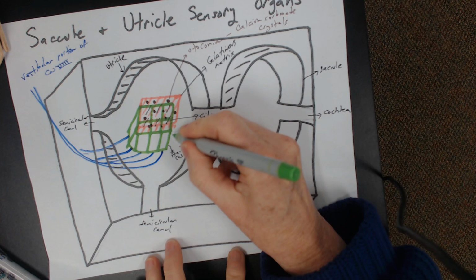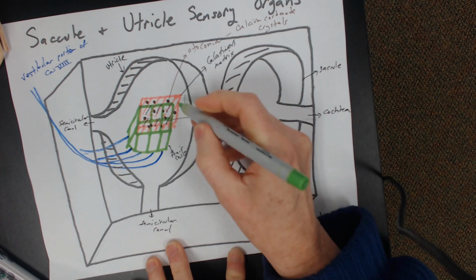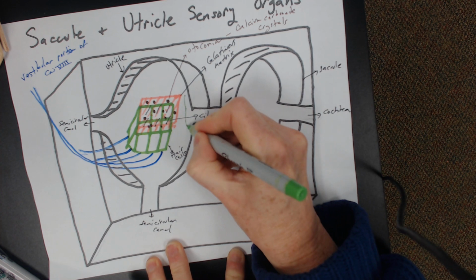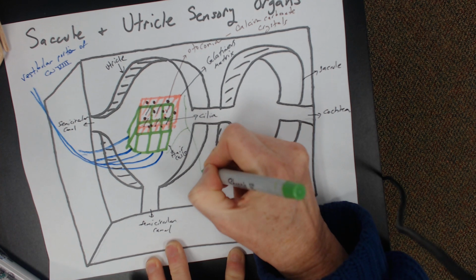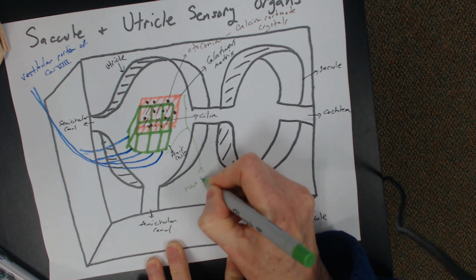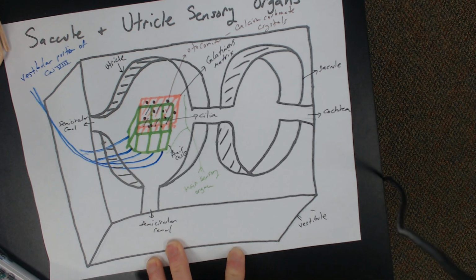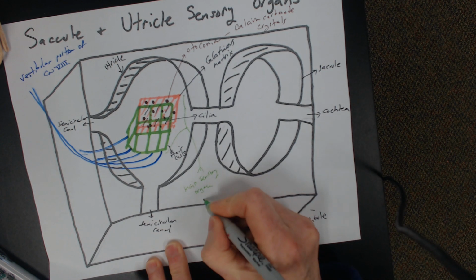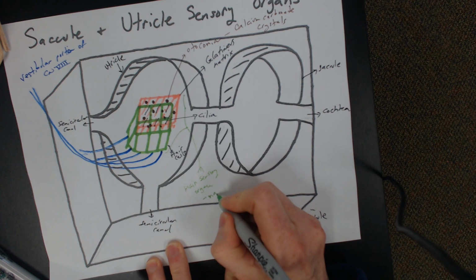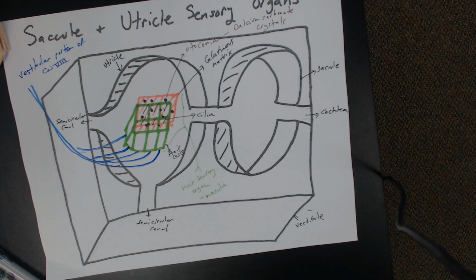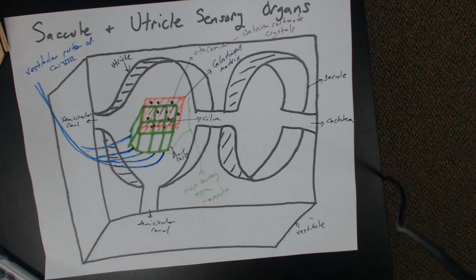So here you go. This whole structure, the jello, the otoconia, and the hair cells all together, is the main sensory organ that you're going to find in both the utricle and the saccule. It has a very specific name. It's called the macula. M-A-C-U-L-A. Kind of like Dracula, but macula. The macula is the main sensory organ. The utricle and the saccule have macula as their main sensory organ.